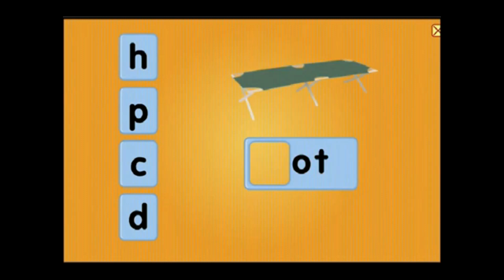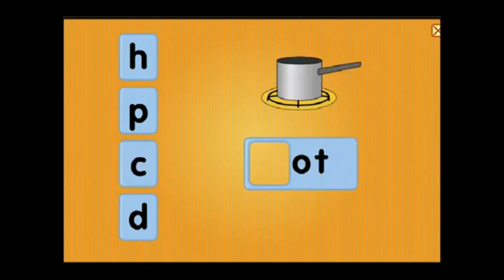Which letter makes the word cot? The letter H, P, C, or D? You decide. Cot. Pot.